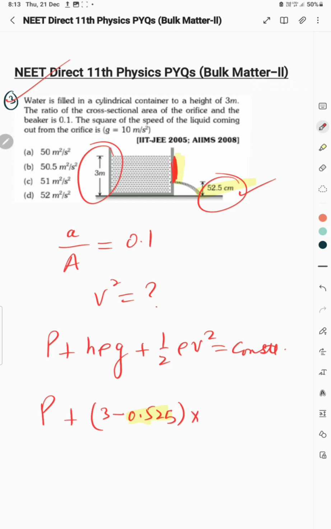Into rho, the density. Density of water, as you know, is 10 power 3, and g is taken as 10. So I've made substitutions for h rho g here. Plus, as you can see here, is half rho, again the density, which is 10 power 3, velocity square. This is the velocity with which the level is going down. I write it capital V square.